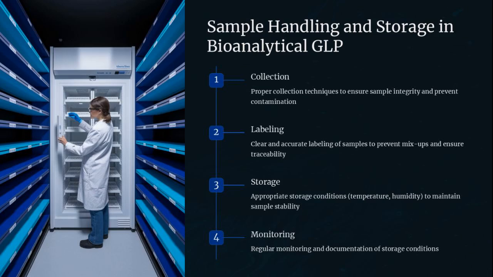Sample handling and storage in bioanalytical GLP involve collection, labeling, storage, and monitoring. Proper collection techniques ensure sample integrity and prevent contamination. Clear and accurate labeling of samples prevents mix-ups and ensures traceability. Appropriate storage conditions, including temperature and humidity, maintain sample stability. Regular monitoring and documentation of storage conditions are essential.